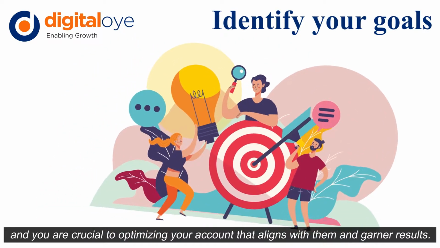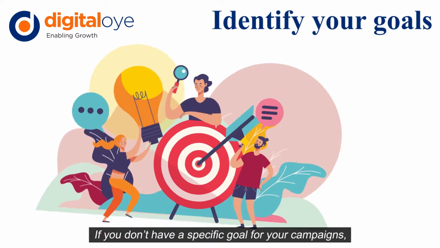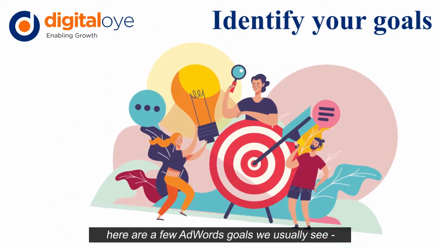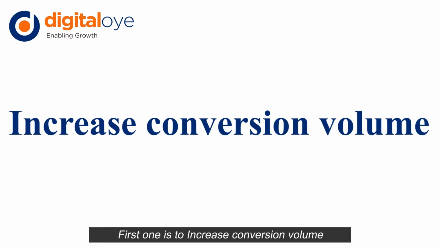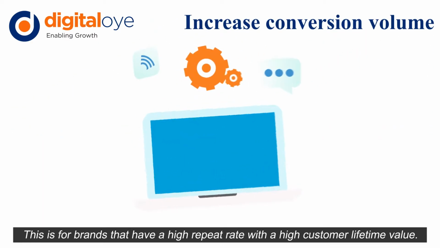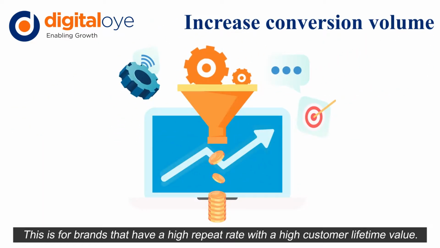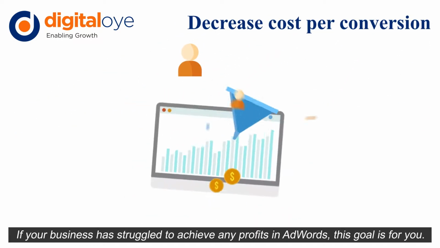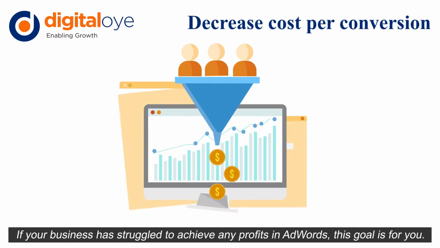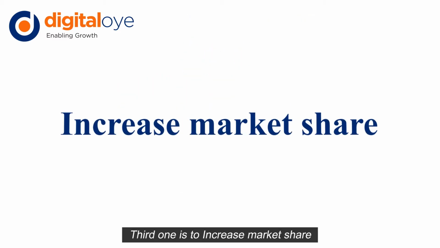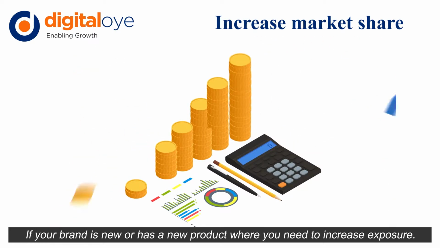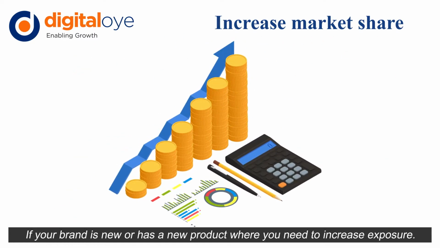and garner results. If you don't have a specific goal for your campaigns, here are a few suggested AdWord goals we usually see. First one is to increase conversion volume. This is for repeat rate with a high customer lifetime value. Decreased cost per conversion. If your business has struggled to achieve any profits in AdWord, this goal is for you. Third one is to increase market share. If your brand is new or has a new product where you need to increase the exposure.